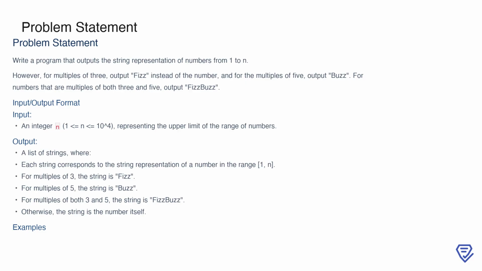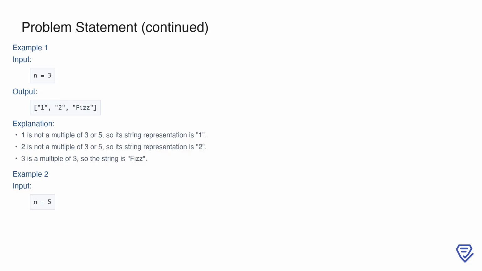The input to your program is a single integer, n, which represents the upper limit of the range of numbers. The output is a list of strings, where each string corresponds to a number in the range. The rules for replacing numbers with Fizz, Buzz, or FizzBuzz are applied accordingly, and all other numbers are simply represented as their string equivalents. This ensures that the output will always include n strings, one for each number in the range. Let's look at some examples to better understand the problem.